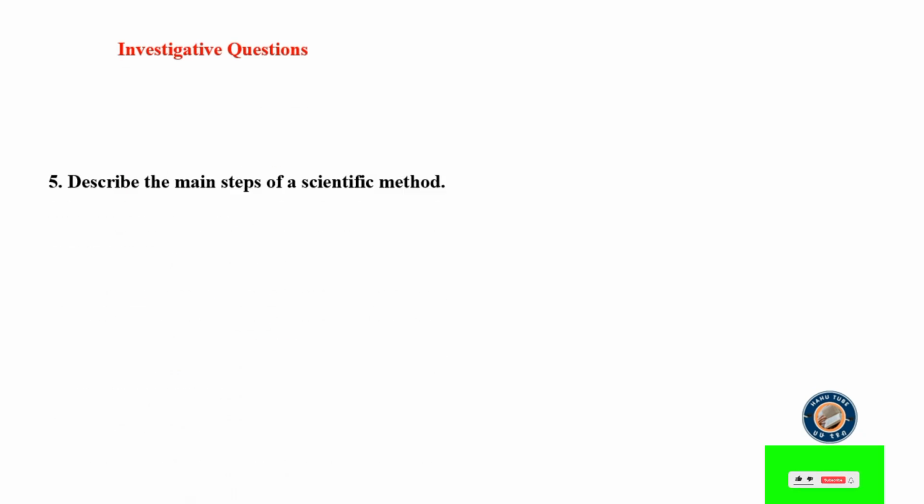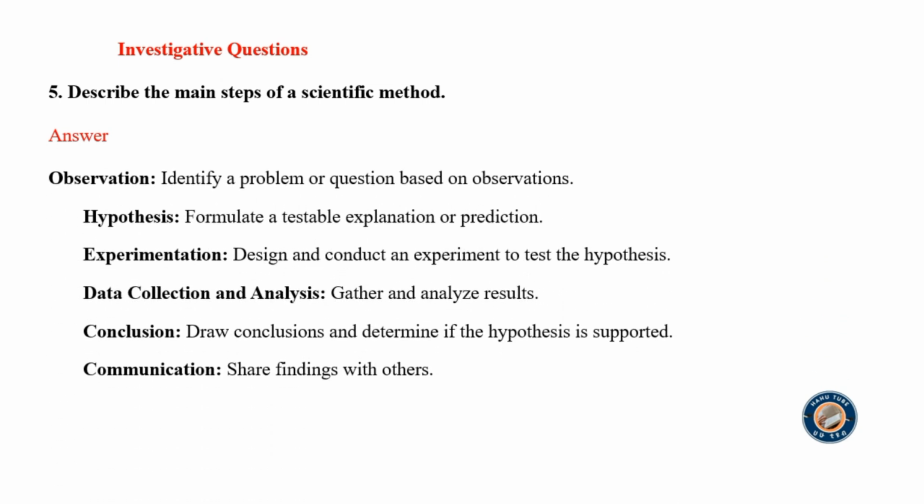Investigative questions. Question number 5. Describe the main steps of a scientific method. The answers include: the first step is observation, which identifies a problem or question based on observations. Then hypothesis, which formulates a testable explanation or prediction.